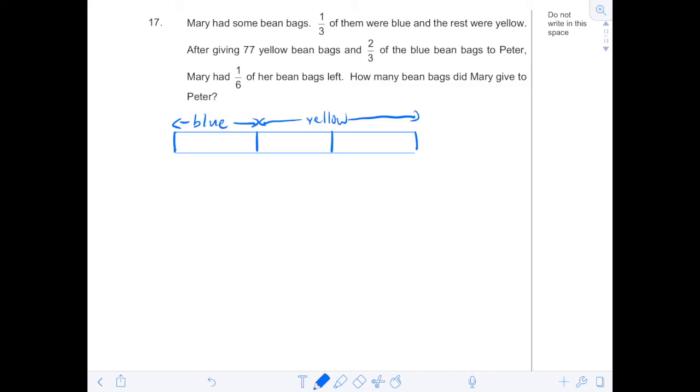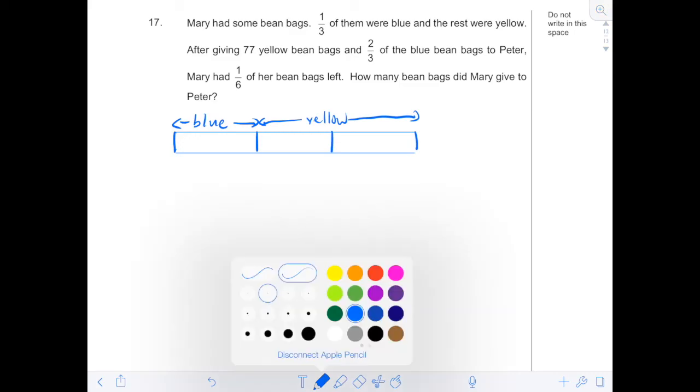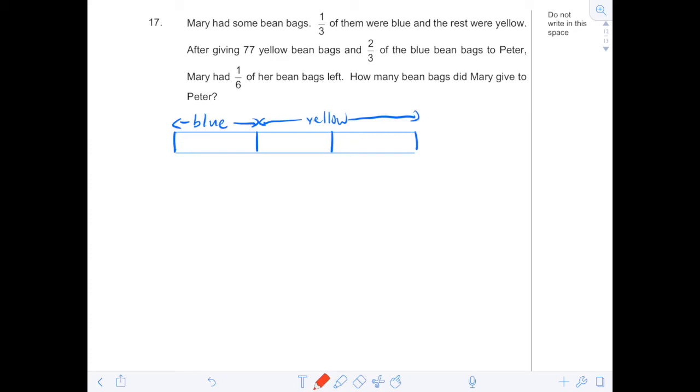So what happens here is after giving 77 yellow bean bags and 2/3 of the blue bean bags to Peter, Mary had 1/6 of the bean bags left. So from here, first we have to split the blue. Let me use a different color. We have to split the blue into 3 parts. Why? Because 2/3 of it was given to Peter. So here I can put Peter.